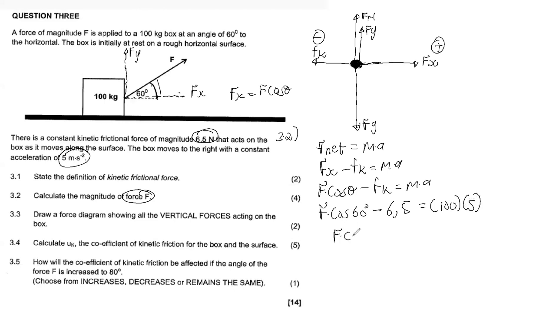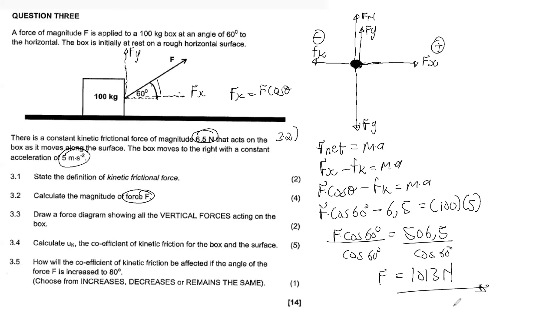Then doing your math, you have 100 times 5, that's 500, then plus 6.5. If you transpose the negative, it becomes positive, right? So we have plus 6.5, which is 506.5. Then we need to divide both sides by cos 60 degrees, and that means our force is equal to what? 1013 newtons, right? And just like that, we have found the magnitude of force F. So please pay attention to how I did that one.